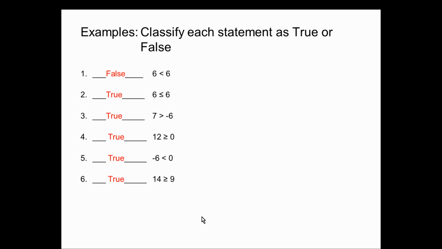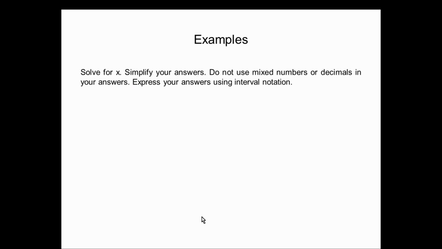Let's try some examples where we solve inequalities. Remember, with inequalities, it's just like solving an equation. Get your x's together, get your numbers together. We also clear fractions if we see fractions. You just have to remember that when you multiply or divide by a negative number, you change the direction of the inequality. Solve for x, simplify your answers. Do not use mixed numbers or decimals in your answers, and express your answers using interval notation. We have this little extra sentence here in our usual directions for solving for x.